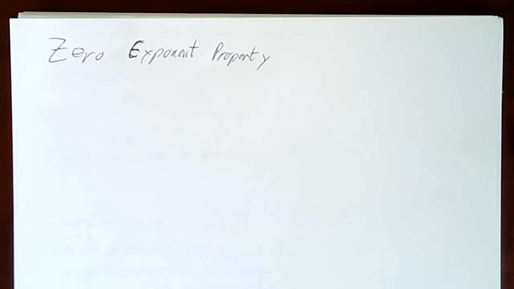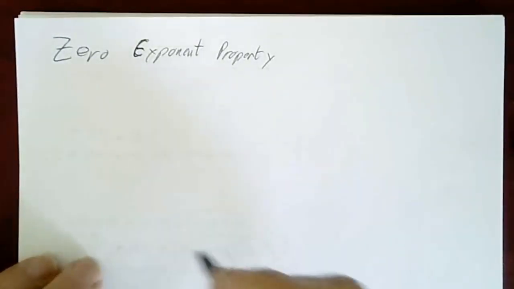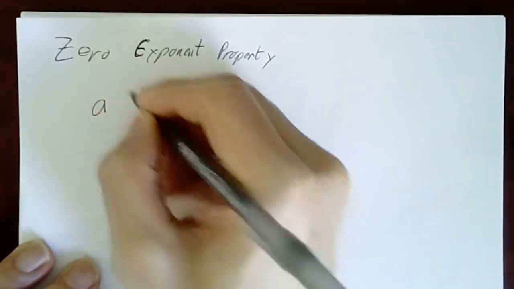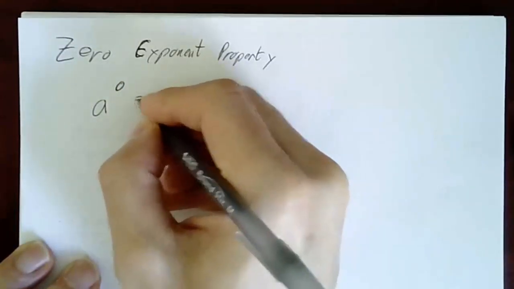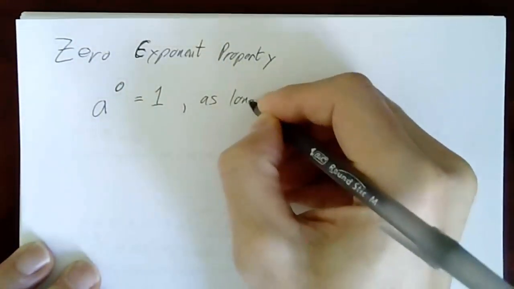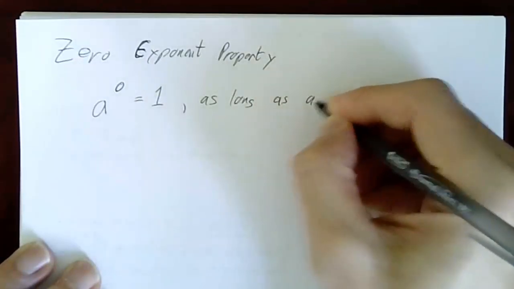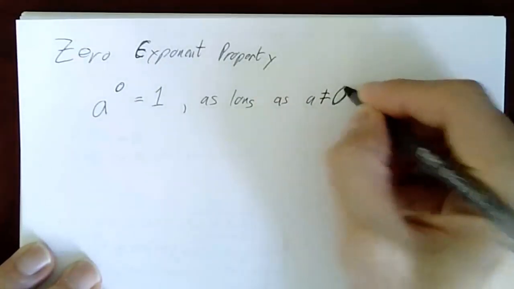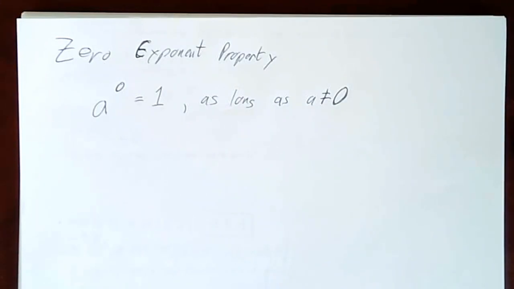I am an Algebra 2 math teacher at East Hartford High School. In this video, I'm going to teach you guys what is the zero exponent property. This is one of the more important properties. It is very simple. It basically tells us this. Any number raised to the zero power will always equal 1 as long as a does not equal 0. Okay? Every number raised to the zero power will always equal 1.